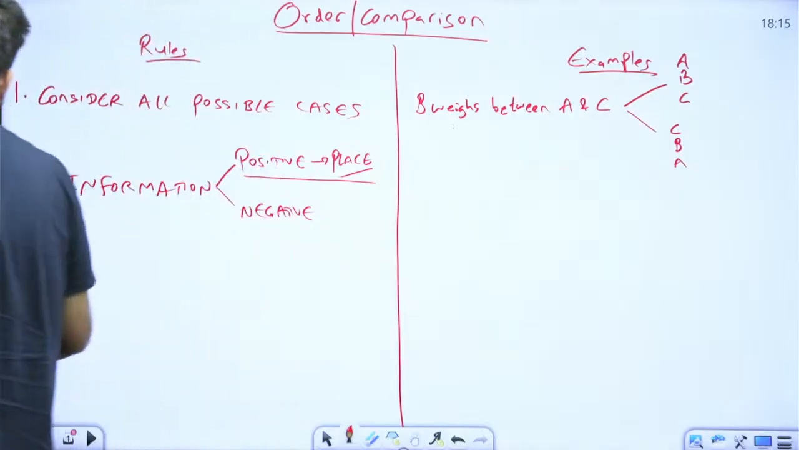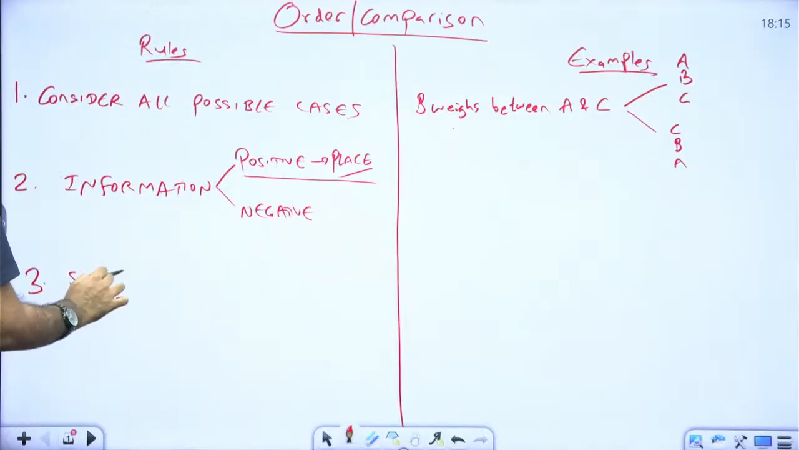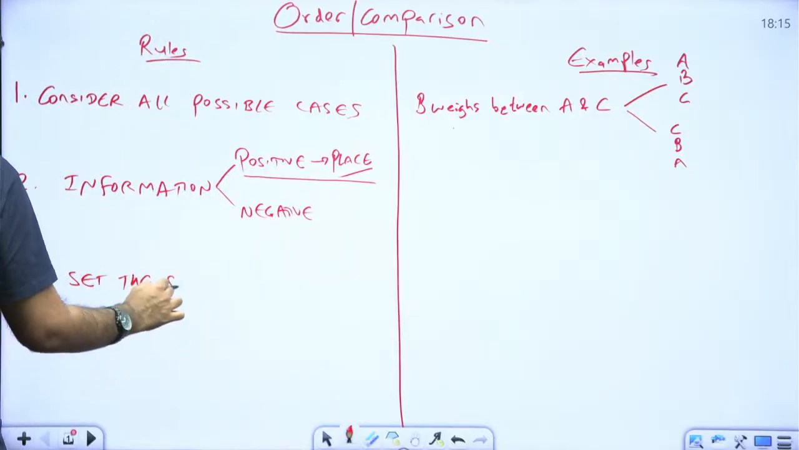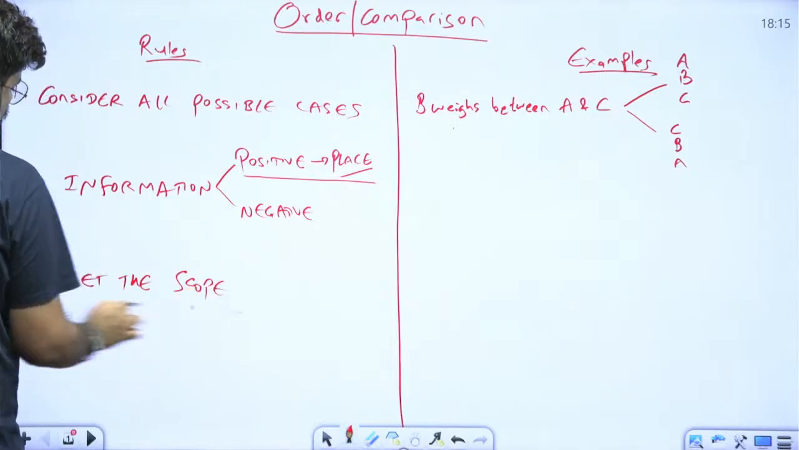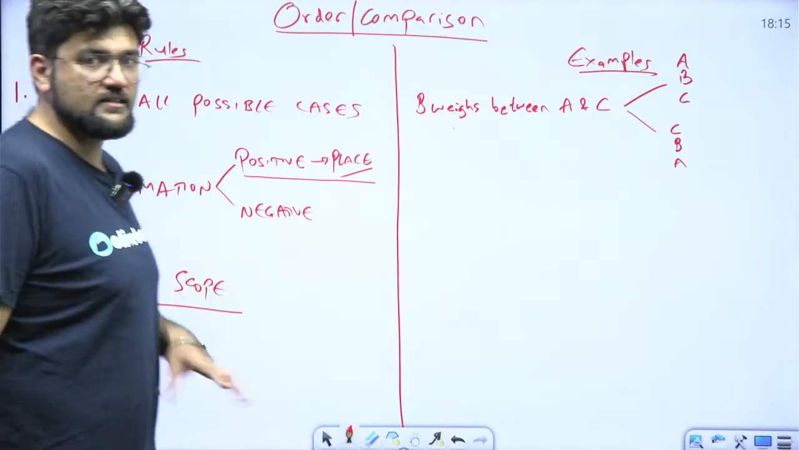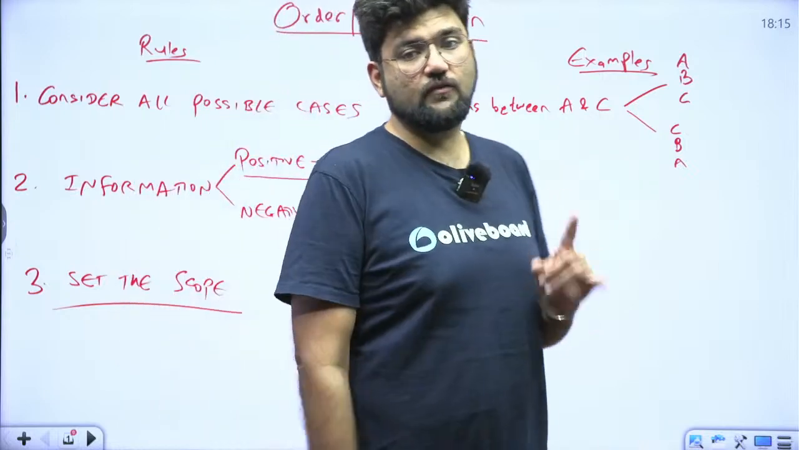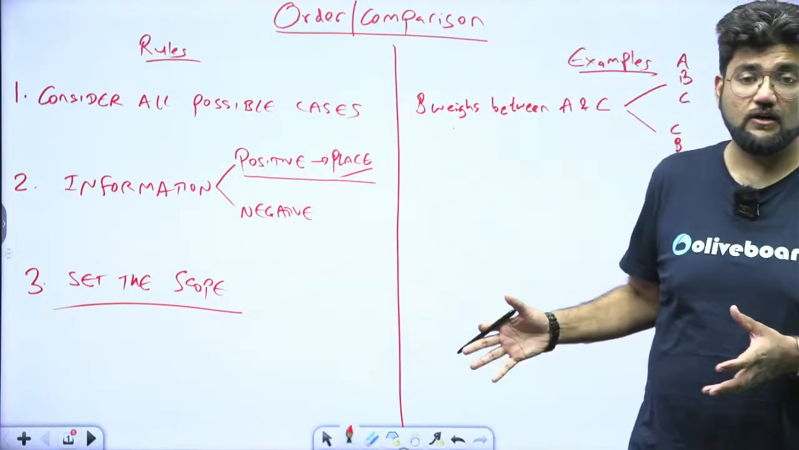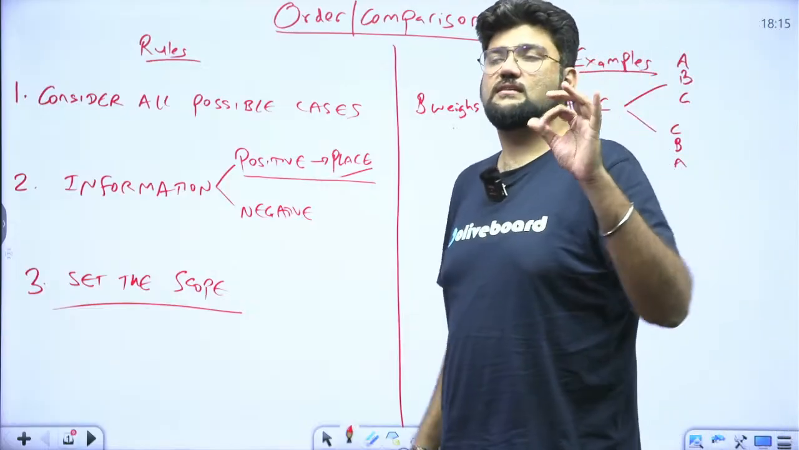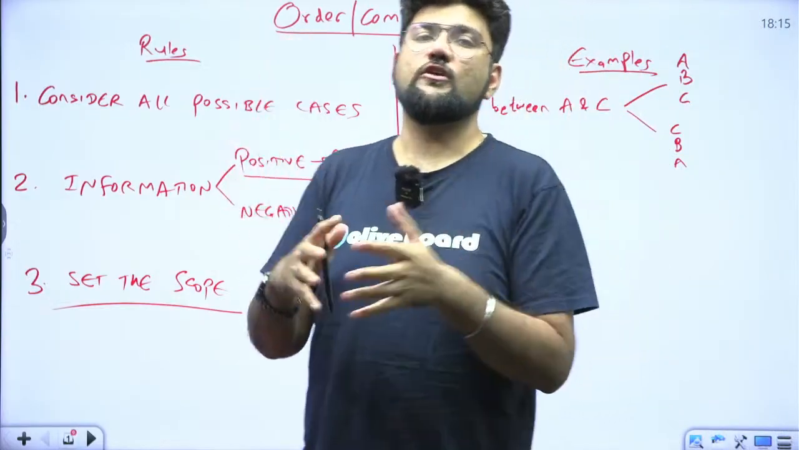Third one is the most important point here: set the scope. Now the problem is a lot of people don't understand what scope is. Those who have been with me for quite a long time now understand what scope is and the importance of having a scope. But for a lot of newcomers, you will wonder what this is. Scope means setting a limit, a constraint on your question.